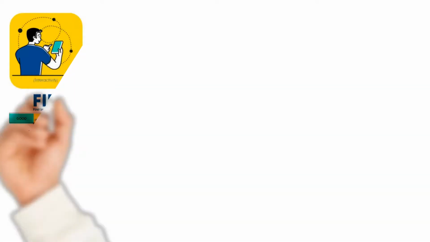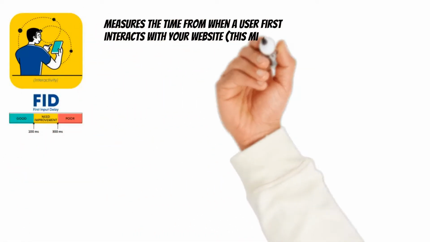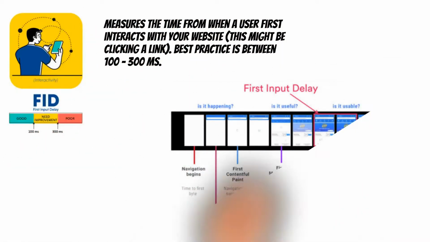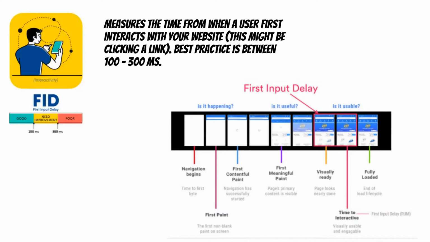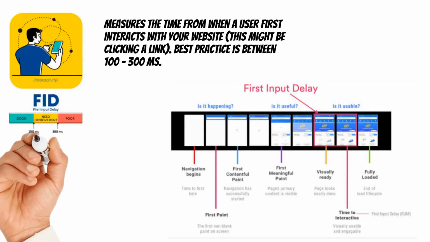Of course, it is important not only to be able to see the content, but also to be able to interact with it. And for this aspect, Google has introduced the first input delay metric. An optimal first input delay value is under 100 milliseconds.